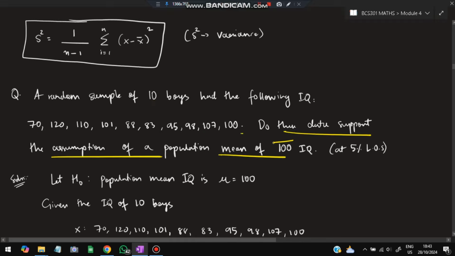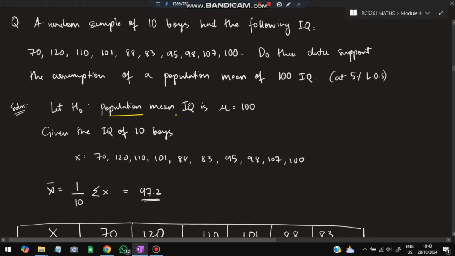If they give a question like this, do the data support, that type of question is student's t-test. Now the population mean is 100, mu value is given as 100, the population's mean. The IQs are also given to us. We can calculate the mean value of the sample here, which will be 97.2. Add up all of these and divide by 10, you'll be getting this value.